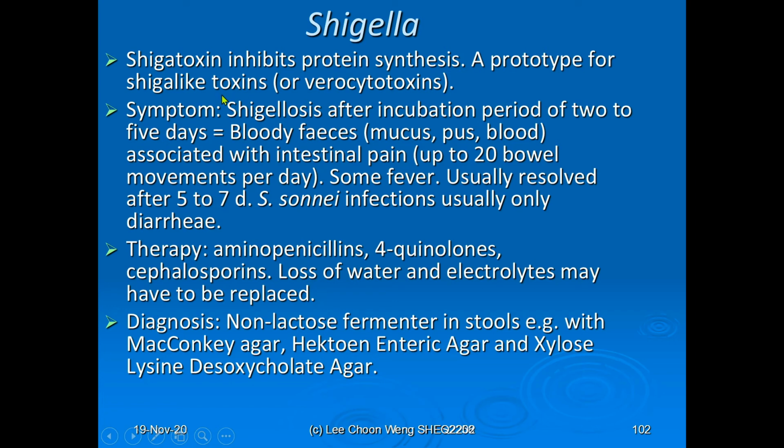So Shiga-like toxins or verocytotoxins inhibit protein synthesis, and you can see bloody stools after an incubation period of 2 to 5 days, a lot of intestinal pain, a lot of bowel movements in the day, and sometimes fever, but it usually resolves after 5 to 7 days.